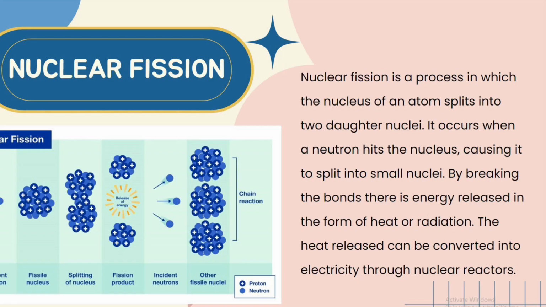Nuclear fission. Nuclear fission is a process in which the nucleus of an atom splits into two daughter nuclei. It occurs when a neutron hits the nucleus, causing it to split into smaller nuclei. By breaking the bonds, there is energy released in the form of heat or radiation. The heat released can be converted into electricity through nuclear reactors.